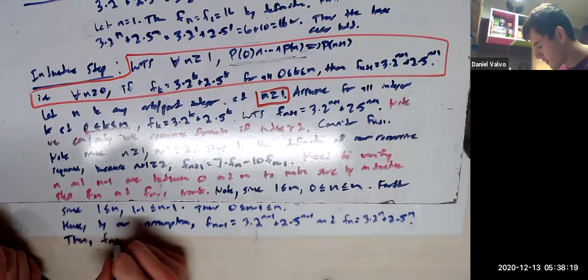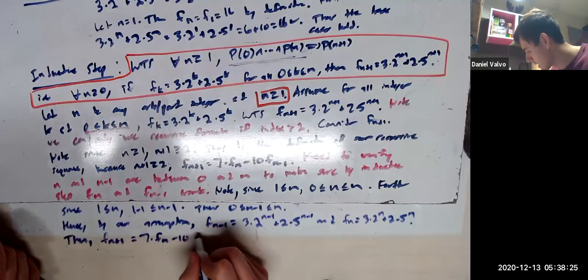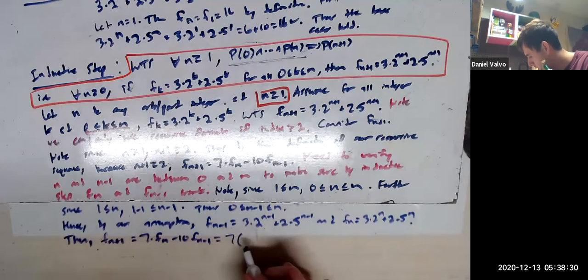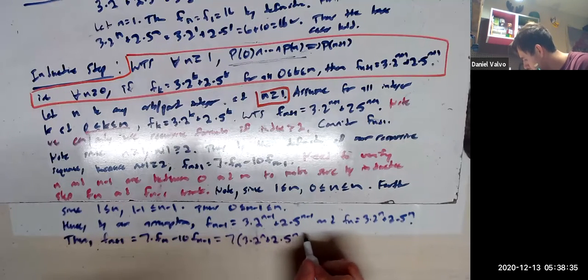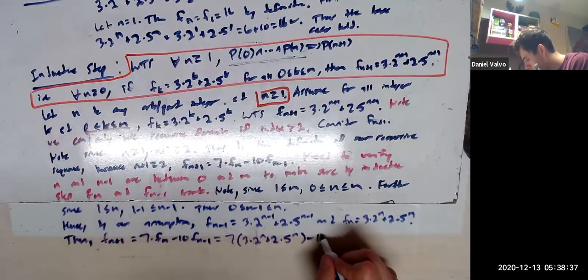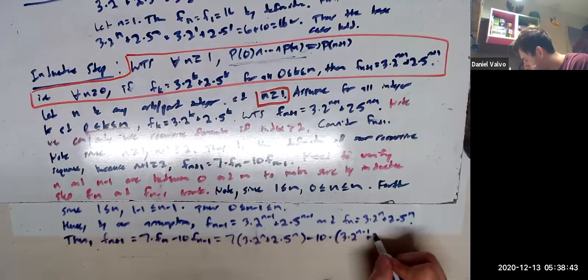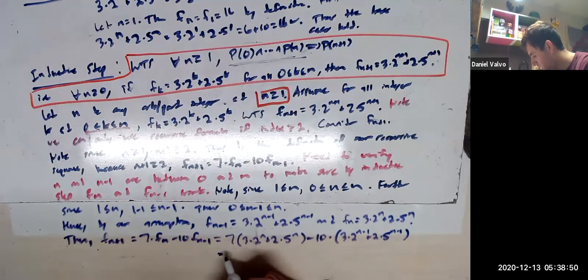So then f of n plus 1, which equals 7 times f of n minus 10 times f of n minus 1. This is going to equal 7 times, I'll plug this in here, 3 times 2 to the n plus 2 times 5 to the n, minus 10 times f of n minus 1, which is 3 times 2 to the n minus 1 plus 2 times 5 to the n minus 1. Now we did this in the aside already, so I'm just going to go quickly, but you can pause and actually see all the steps I'm going to do are going to work.